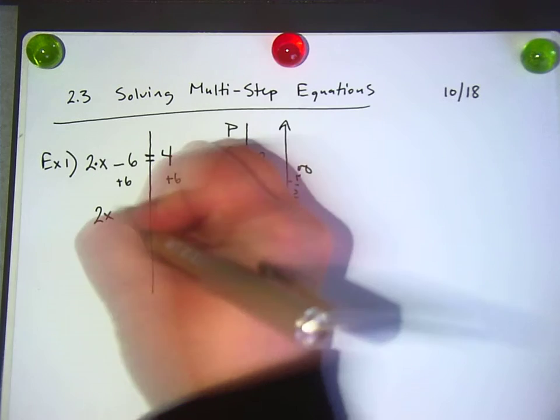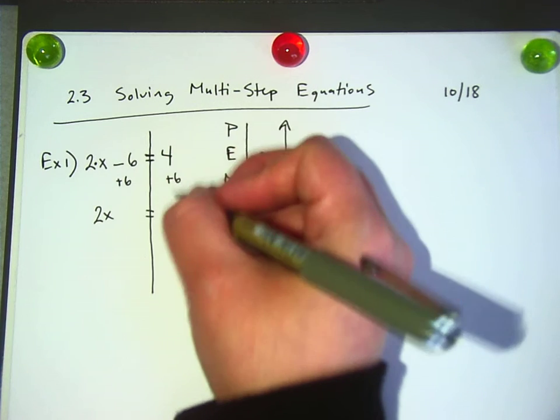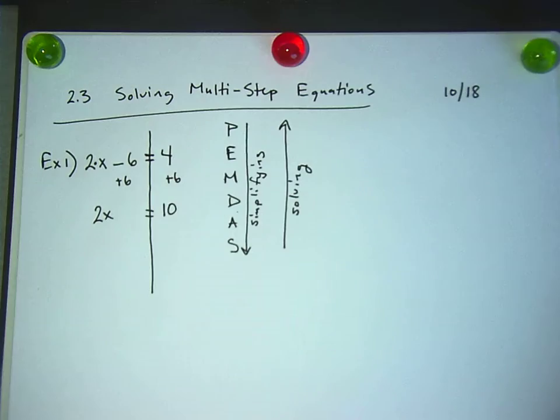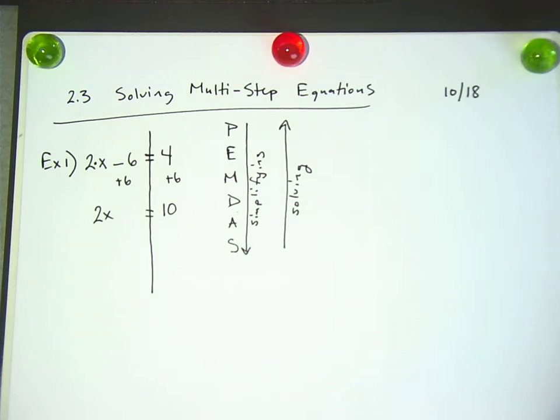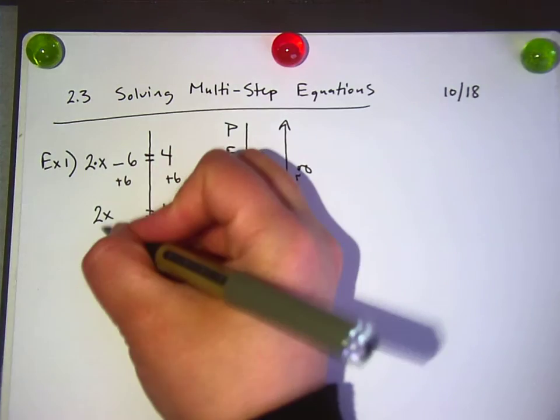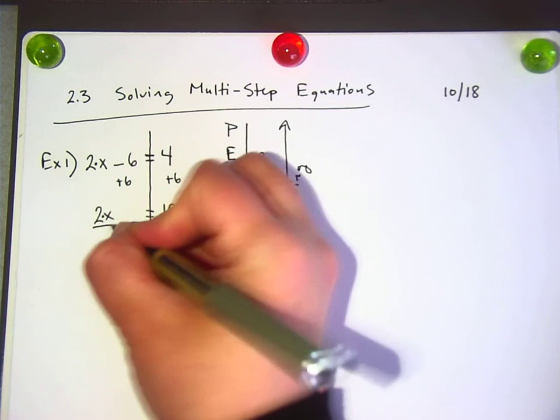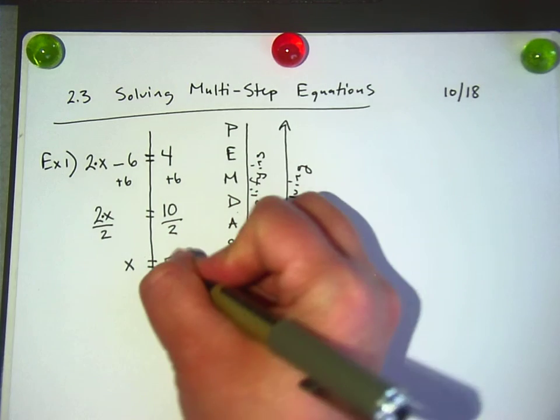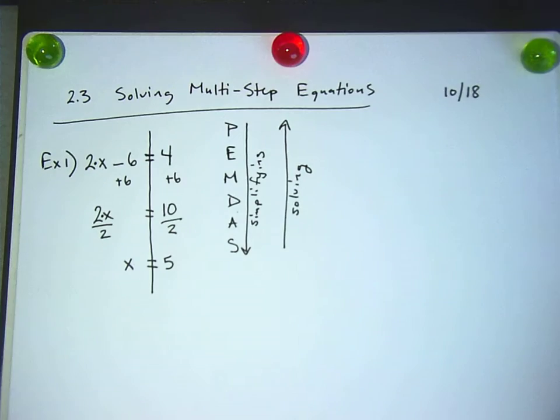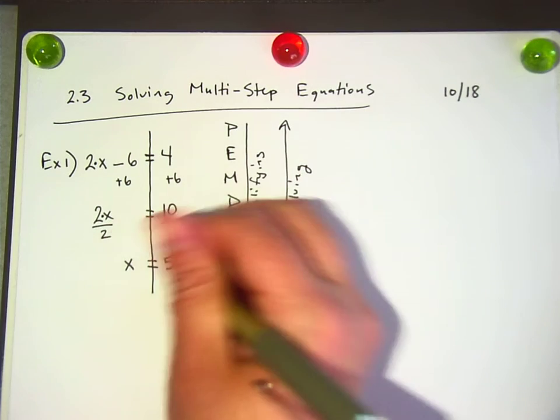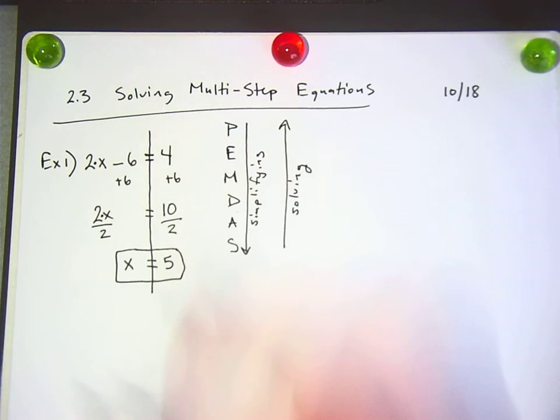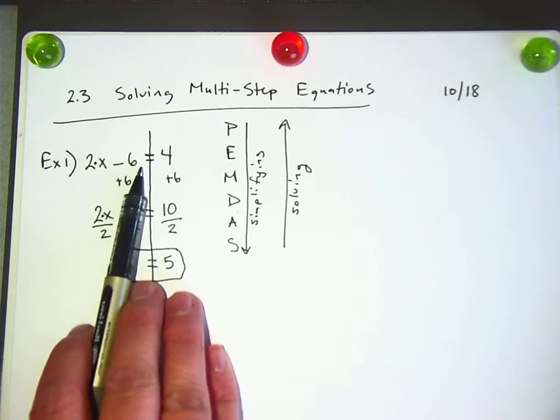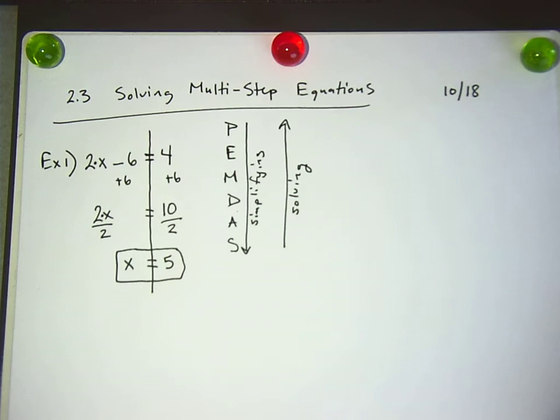So here I've still got 2x left. I added 6 on both sides. 4 plus 6 is 10. All right, now what should I do? Go ahead, Emily. Divide on both sides. Right, this is like times by 2, so I'm going to divide by 2 on both sides. So here I have x equals 5, which is the final answer. And by the way, you can always check it, because if you plug it back in, if you say 2 times 5 is 10, minus 6, that is 4, so I'm right.